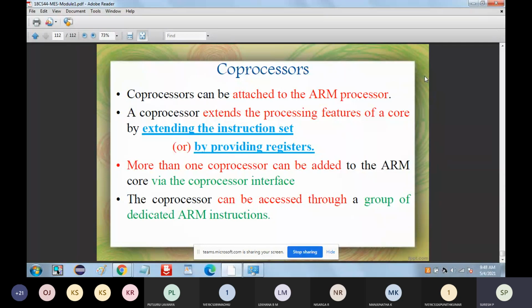Okay. So whenever your ARM processor is going to execute an instruction which has to be accessed from the coprocessor, if it is a coprocessor instruction and the coprocessor is not present, you have to keep in mind that ARM takes an exception called undefined instruction. Now what it does is allow you to emulate the behavior of the coprocessor in software. So whatever software you have, it is going to emulate the behavior of the coprocessor in hardware. Okay.